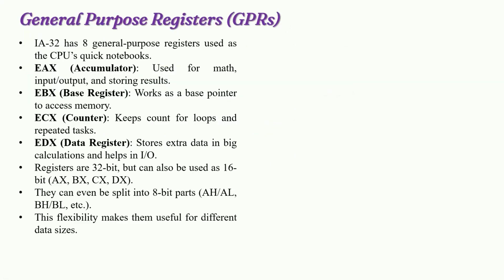First, let's meet the general purpose registers. IA32 has 8 of them. I like to call these the CPU's scratch pads, places where it jots things down while working. Like EAX, the CPU's favorite scratch pad for mathematics, operations, IO, and even saving the results.